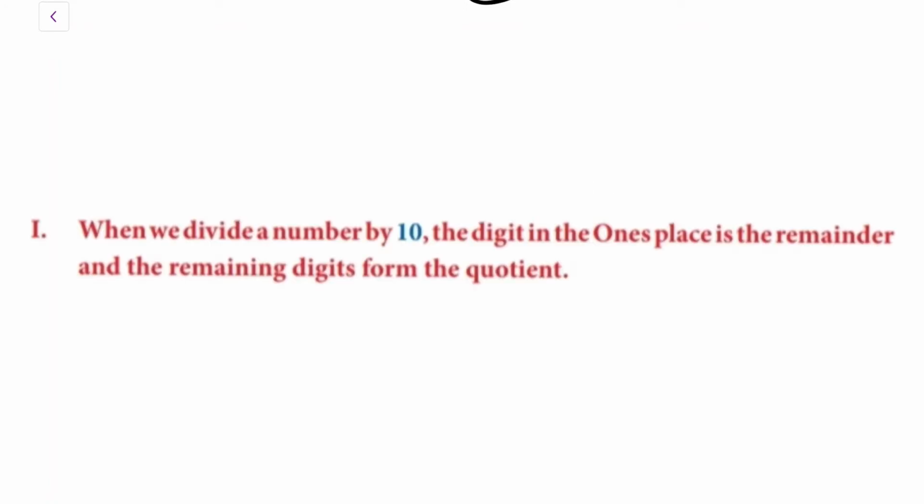Now let's look at division by 10, 100 and 1000. Remember, we did multiplication by 10, 100 and 1000 and it was easy. The same way, when you divide a number by 10, 100 and 1000, it's easy. How do we do that? First, when we divide a number by 10, the digit in the ones place is the remainder and the remaining digits form the quotient. That's it. Let's take an example. 35 divided by 10. Here we're looking at division by 10. Alright, let's do the division.